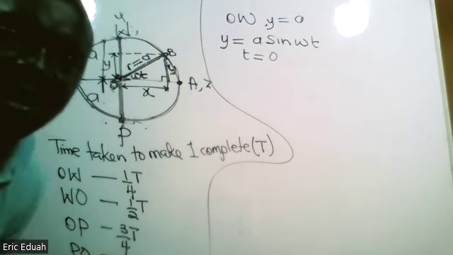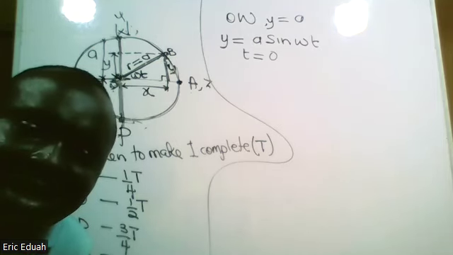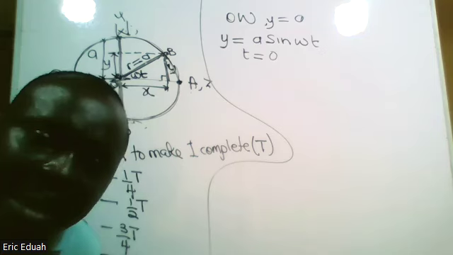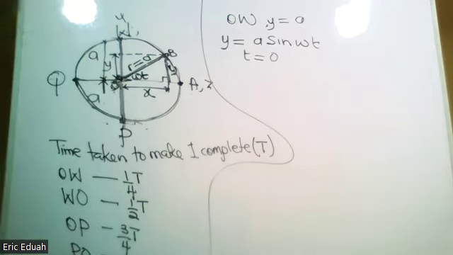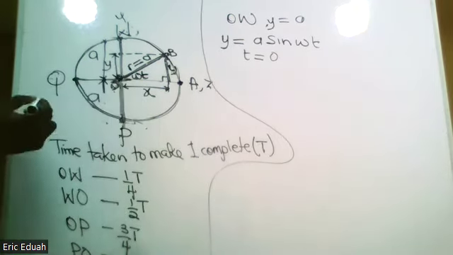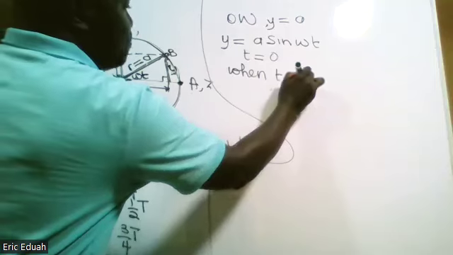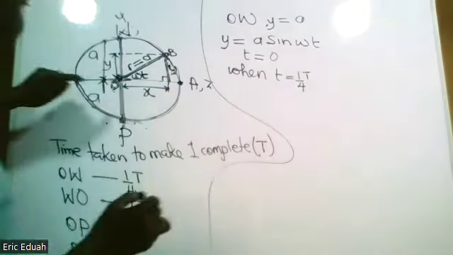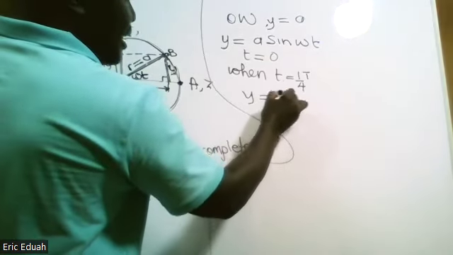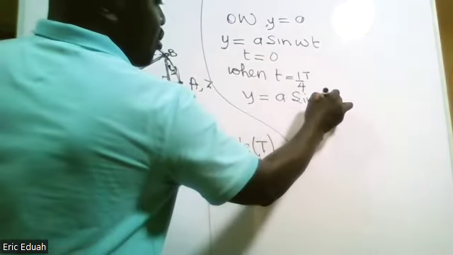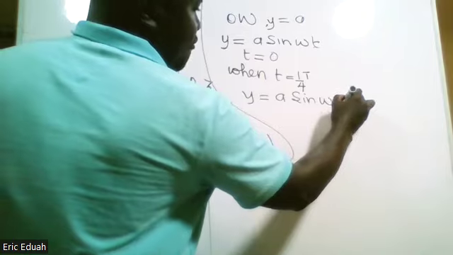0. Class, when T is 0, what's the displacement? It's 0, because when T is 0, we are just here. Okay. So when T is equal to a quarter of the period, meaning we've moved to OW, Y is equal to A sine omega times T, where T is a quarter of the period, T on 4.